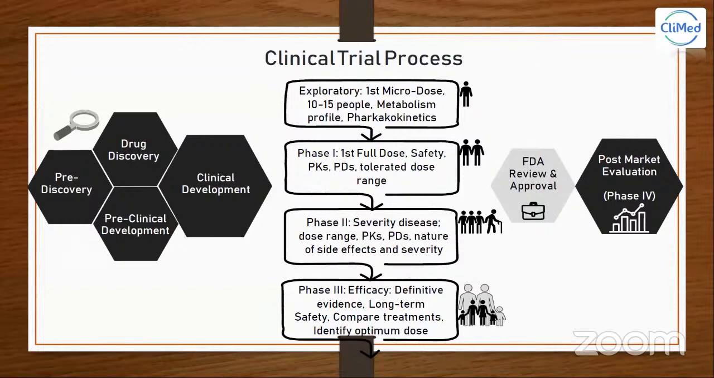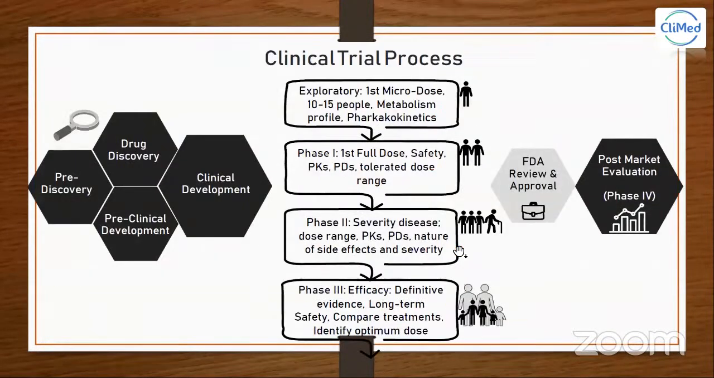Phase 2 is the next step, where the population is also increasing. You can see the graphics here showing how much population is included in each phase. The population increases, more data is collected and more assessments are performed. So in phase 2, the severity of the disease, dose range, PK/PDs, and the nature and severity of the side effects are assessed.